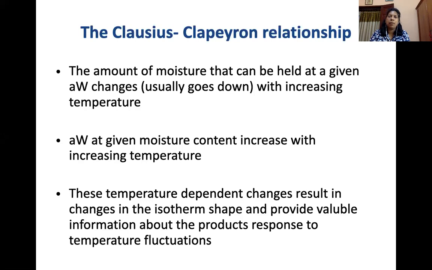The amount of moisture that can be held at a given water activity changes, usually goes down with increasing temperature, right? Once we increase the temperature, the water activity will change, and usually it goes down. So what will happen here? Because whatever free water molecules are there, they are removed as vapor. Water activity at a given moisture content increases with increasing temperature, right?